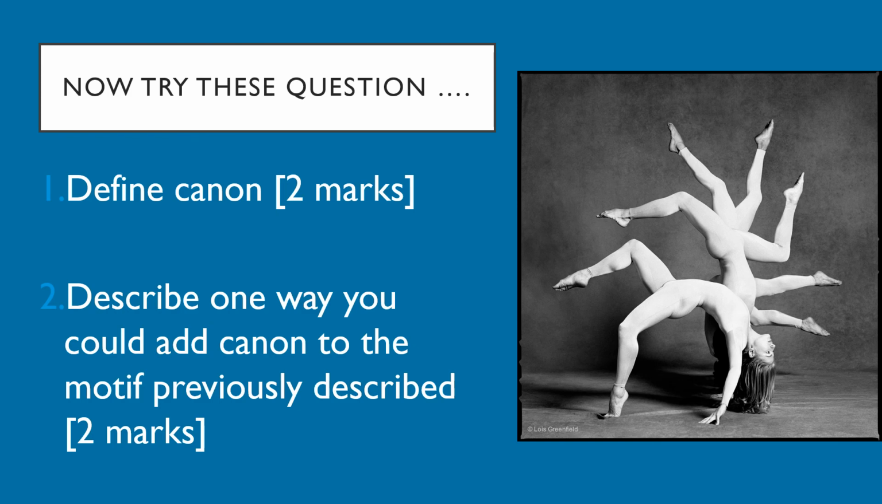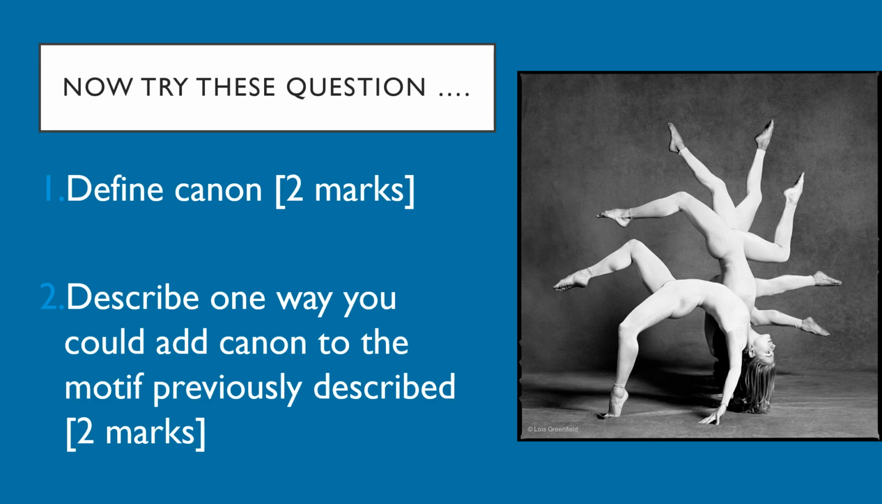Okay, now some follow-up questions. So a simple one for 2 marks, define canon. Okay, so canon is one of our choreographic devices. You need to be able to define it. So for 2 marks, you are defining canon. Then number 2 is describe one way you could add canon to the motif previously described.